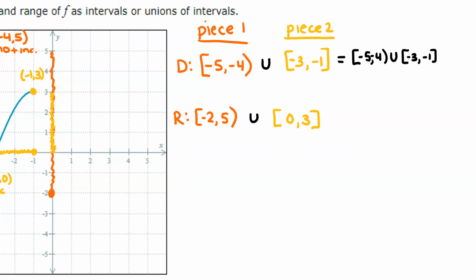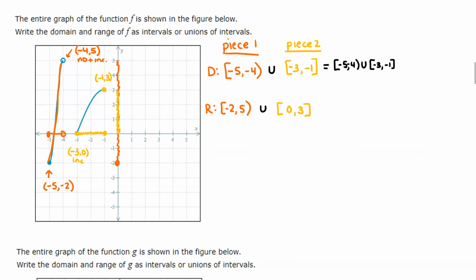But now the range can have overlap, right? Because we didn't say that each single y only gets one x. So again, if you look at this picture in orange on the range, so on the y-axis, you can go between -2 and 5. 5 was open. -2 was closed. And then the yellow range is everything between 0 and 3.